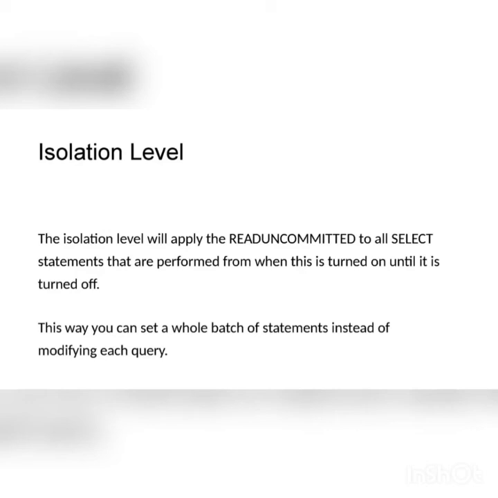Hi everyone, today we are going to discuss some important and common SQL Server database interview questions and their solutions. Maybe you can use it for interviews or as a learning component.